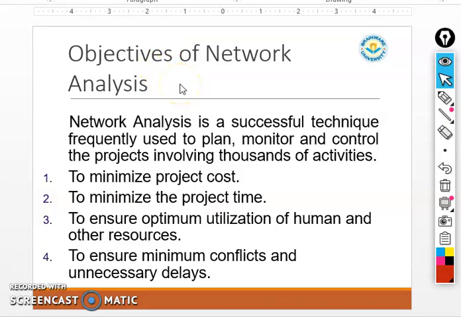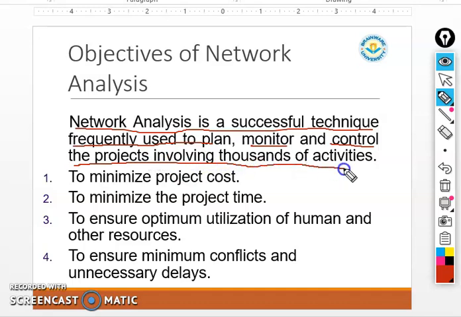The object of the network analysis is, here we mention it very clearly, so you cannot write anything here. Just here we mention network analysis is a successful technique, frequently used to plan, monitor and control the project involving thousands of activities.